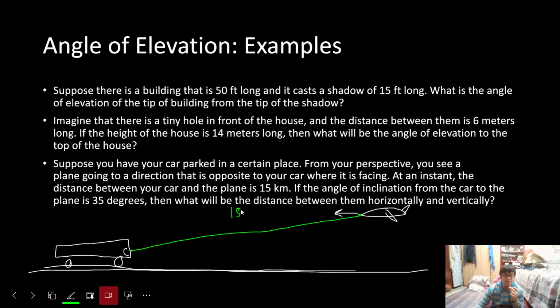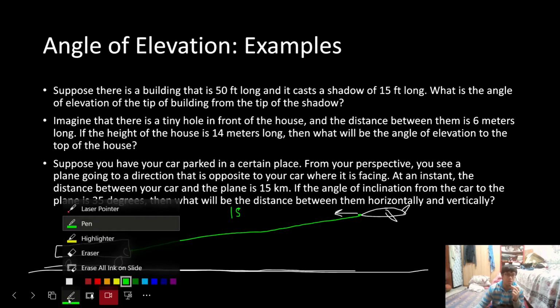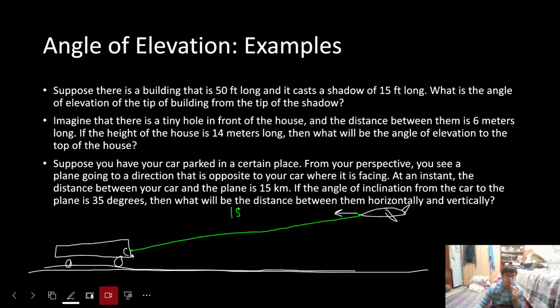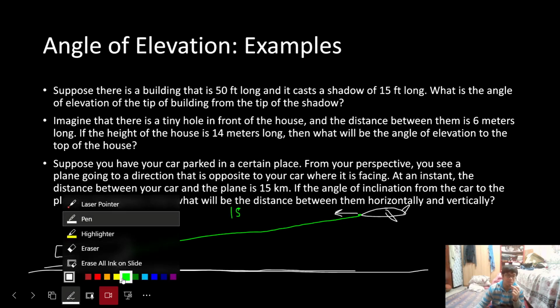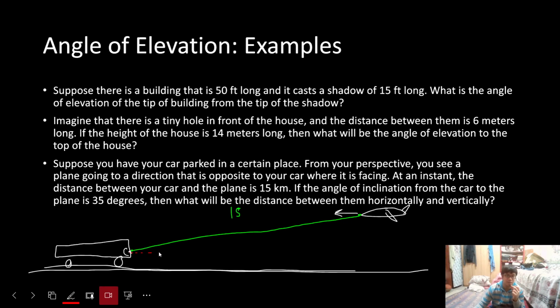Now, if the angle of inclination from the car to the plane is 35 degrees, that means from the car to the plane, you have an angle of elevation. So from the car, you can imagine that there is a horizontal line here. From the car, we can say that there's an angle here, which is 35 degrees. Now, our goal is to find the distance between the car and the plane, horizontally and vertically.